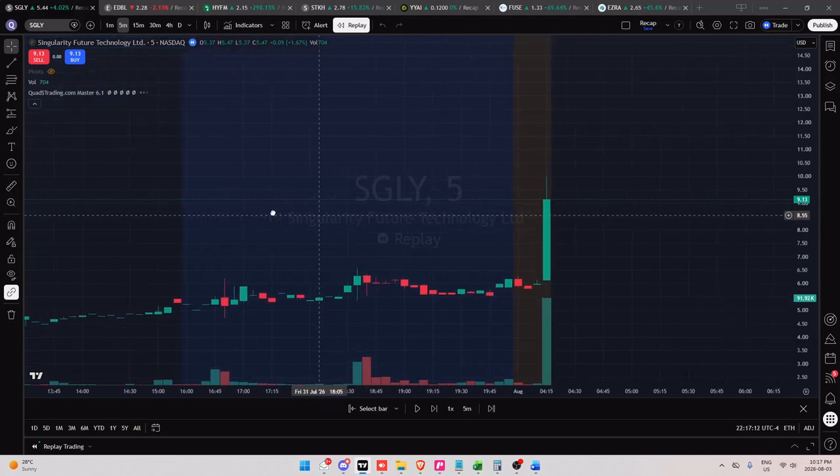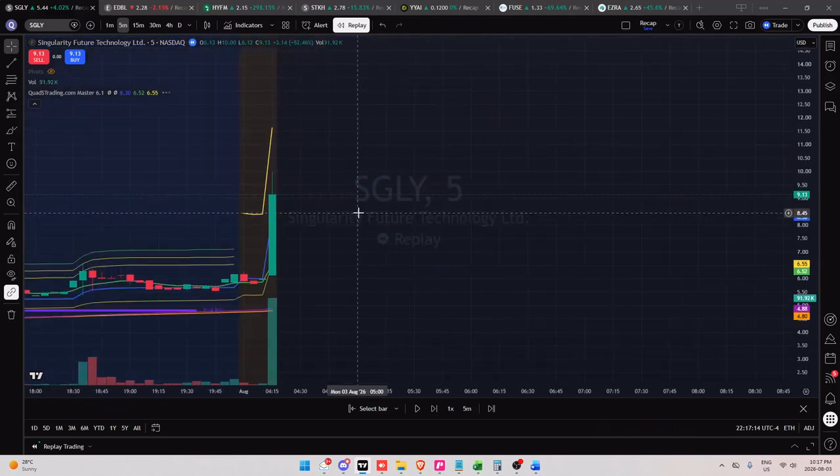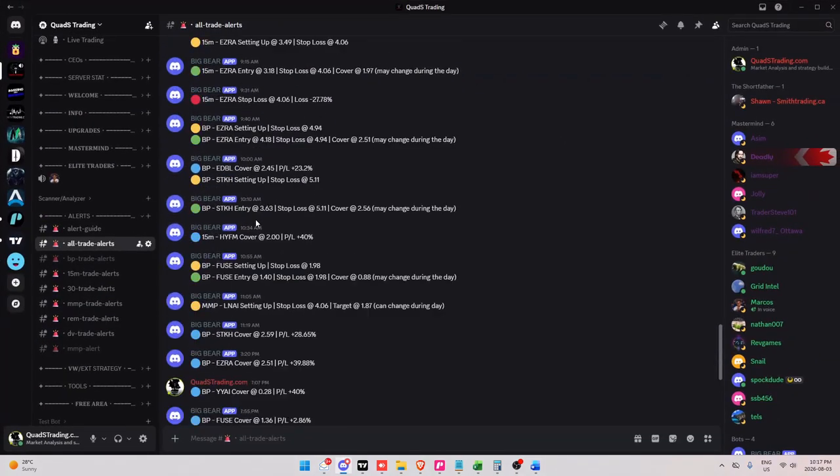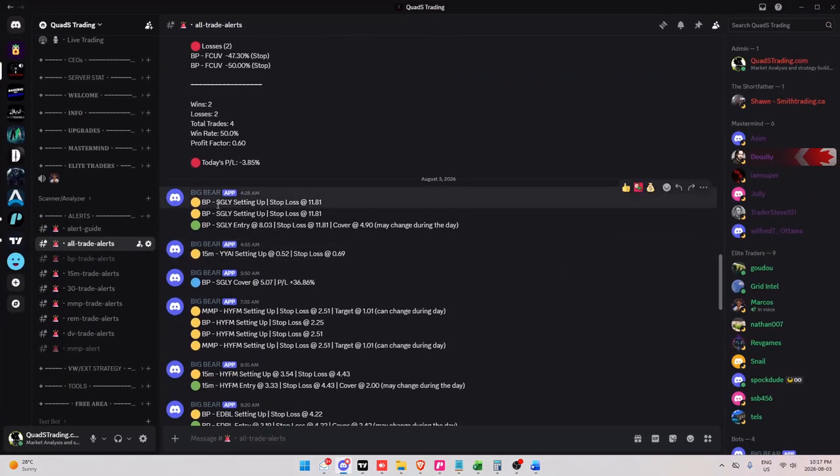It's super simple. In our Discord, we do have alerts, so you do not have to set the alerts for every single stock that pumps in the market. We have that in the Discord, and it will show up something like this. If we come back to this morning, SGLY at 4:28 gave us the setting up alert. This is when the stock is setting up, where all the conditions have been met, and we're just waiting for the entry. And the entry is on the close of the 5-minute candle.